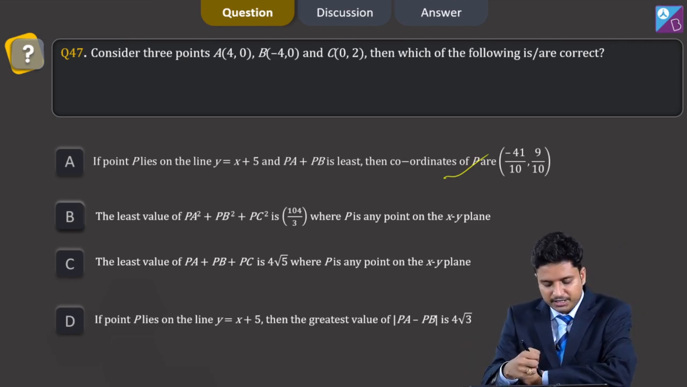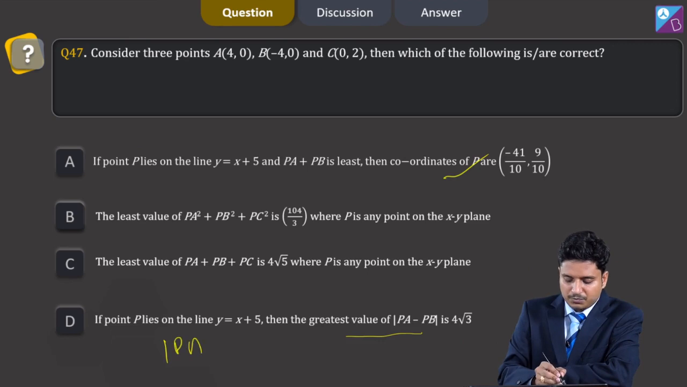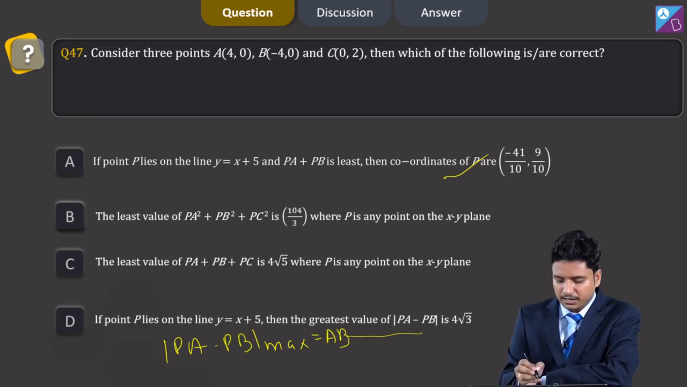Now for option D, it is also simple. PA minus PB's maximum value will be equal to distance AB, and that is obviously equal to 8. So this option is incorrect. So A is correct and D is incorrect option.